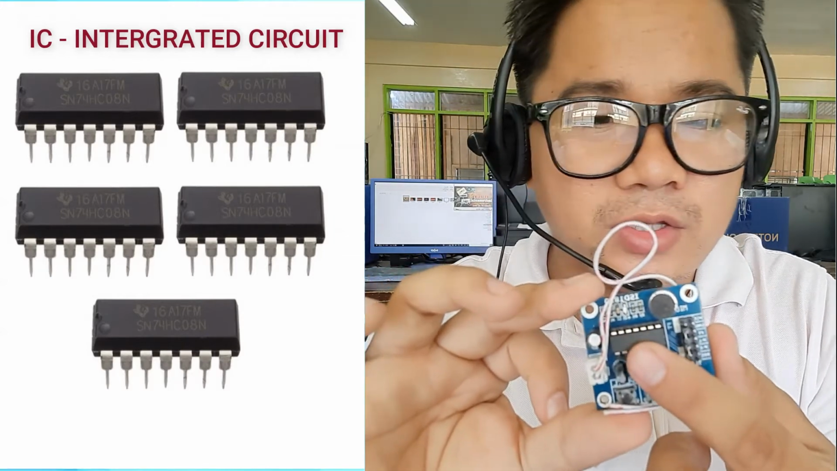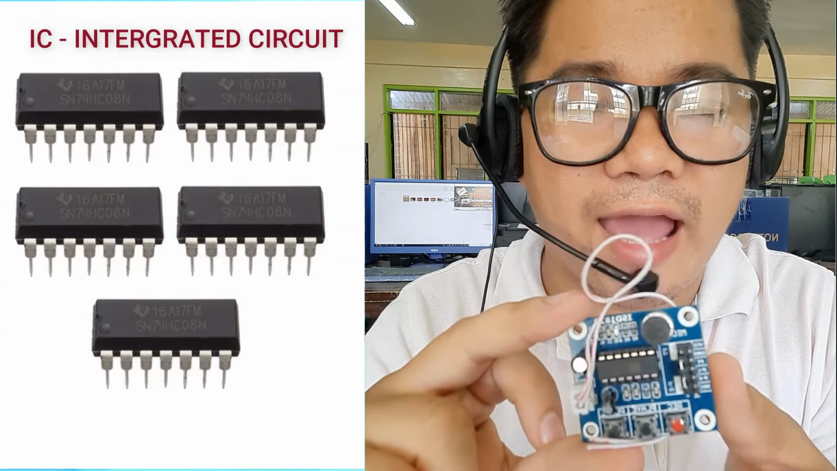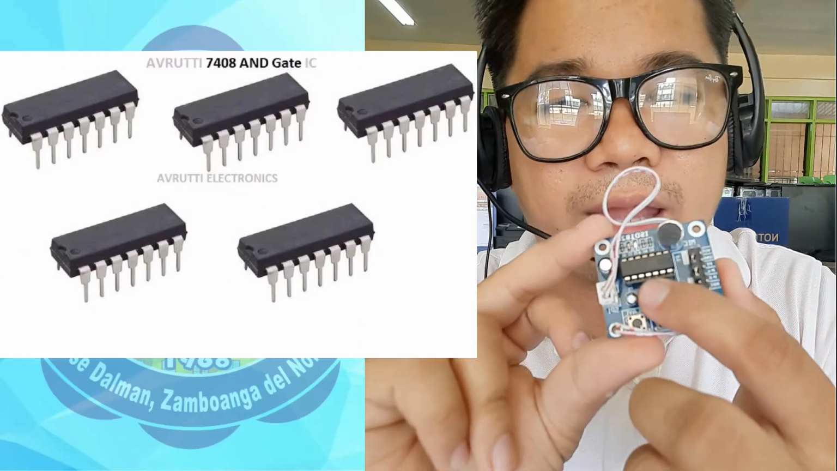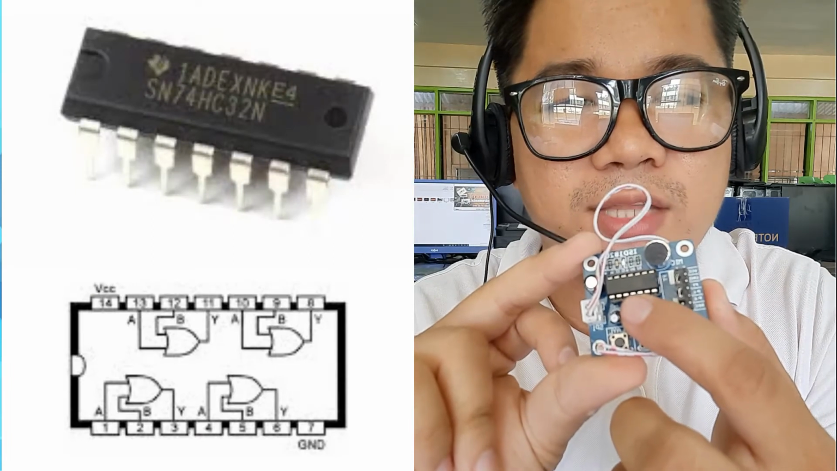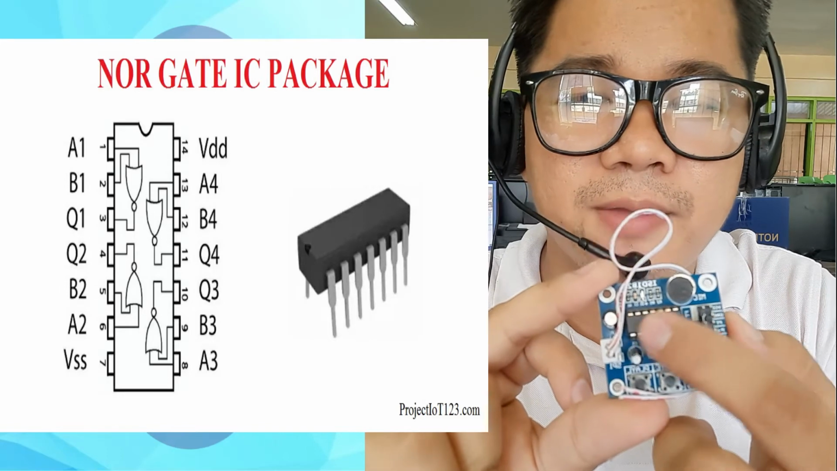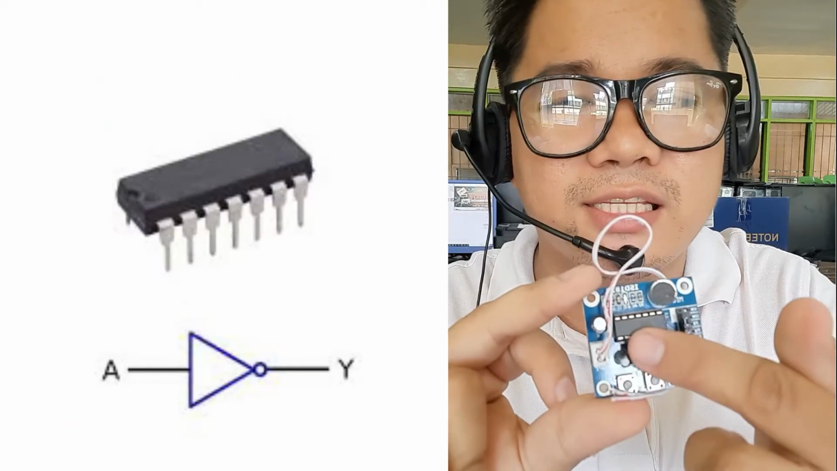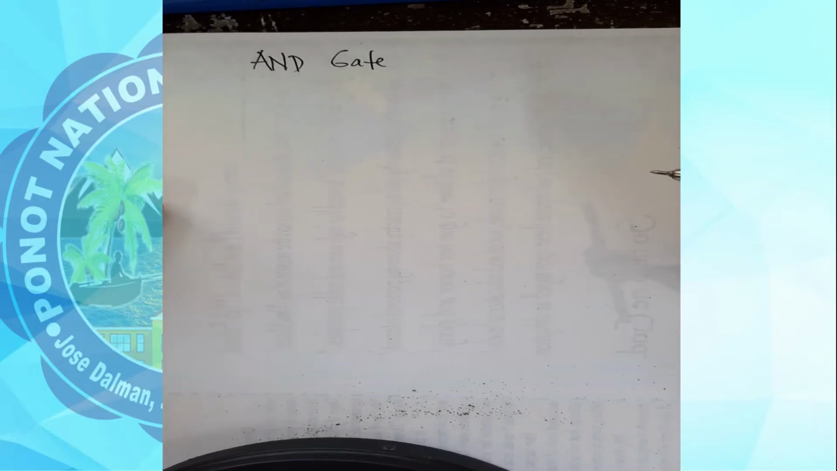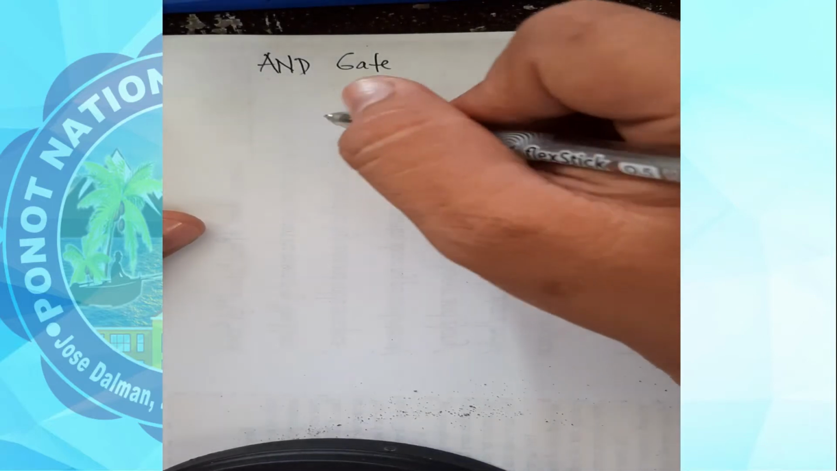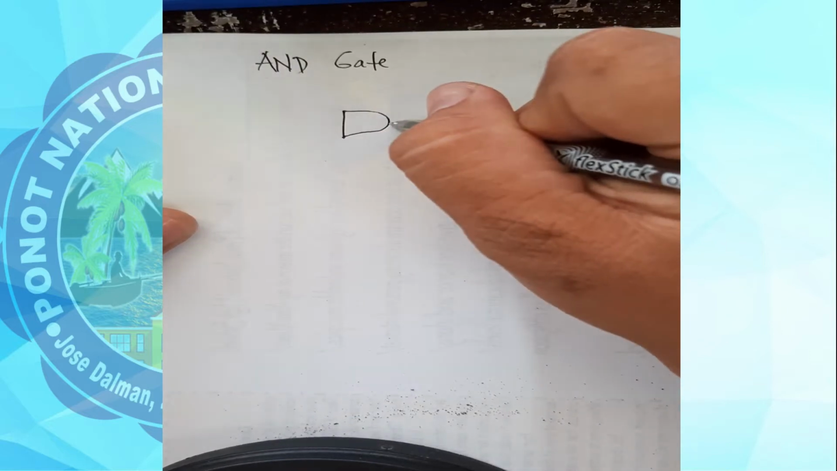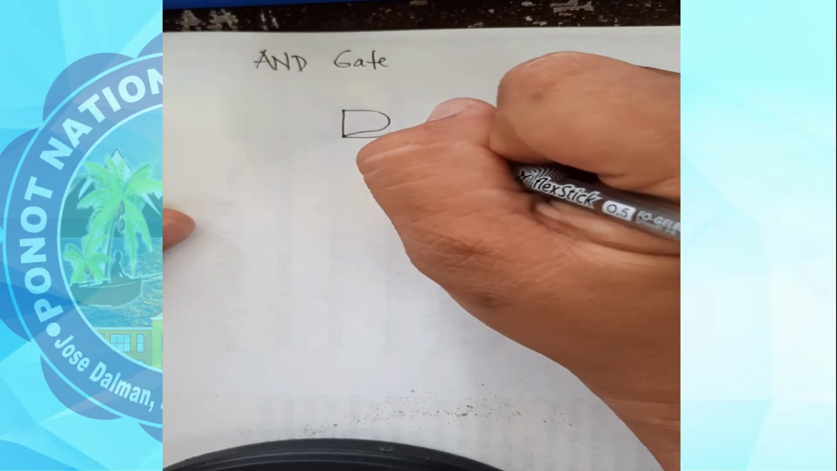So what does an AND gate look like? When you say AND gate, it looks like this one. What is an OR gate? It looks like this one. What is a NOR gate? It looks like this one. Later on we will discuss what is inside of the IC. Okay class, let us start with the AND gate. The symbol of an AND gate is like the letter D, like this one.